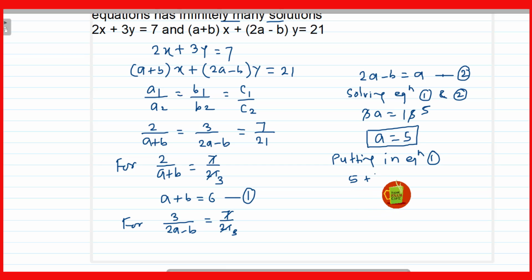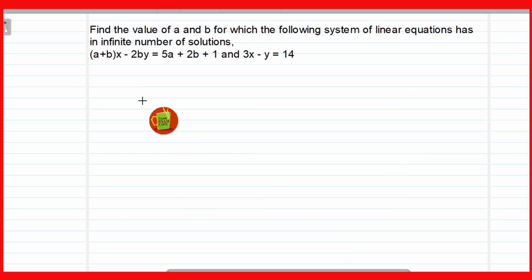So it will be 5 plus b, that is equal to 6, and so b is equal to, take 5 to this side, so it will be 6 minus 5, that will be 1. So we have got the value of b as 1. Highlight this step, and at the end write the answer that the required values of a and b are 5 and 1. And now let us see the next question.